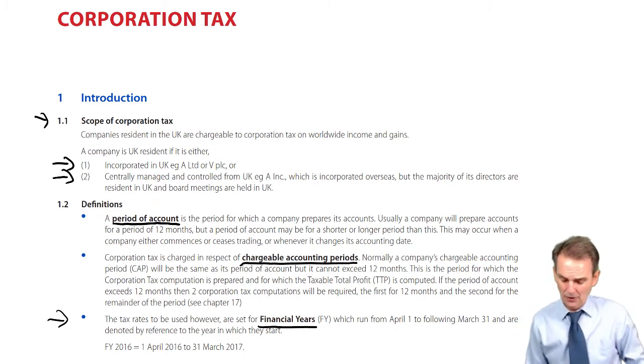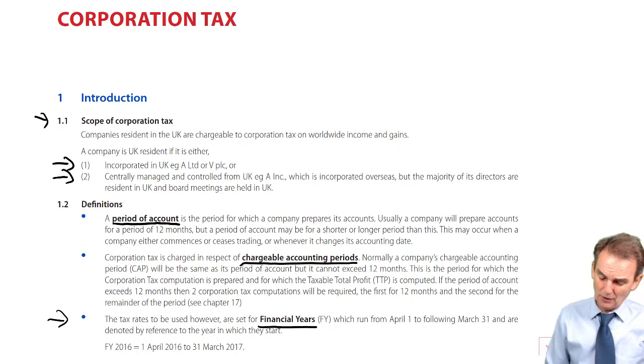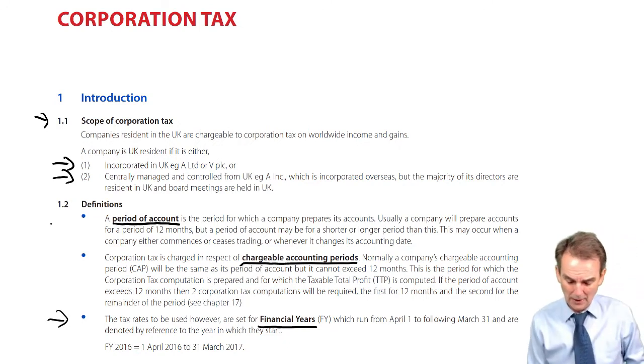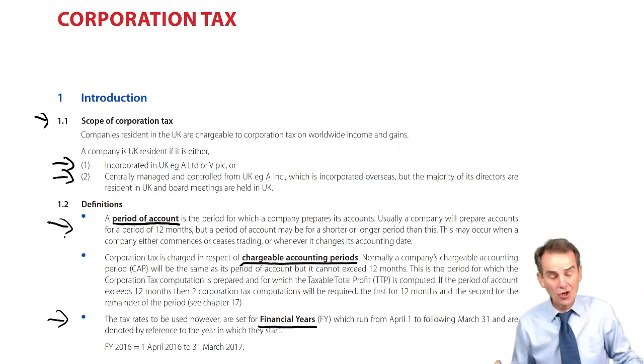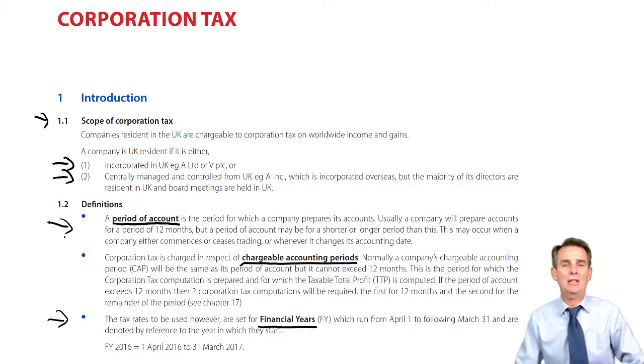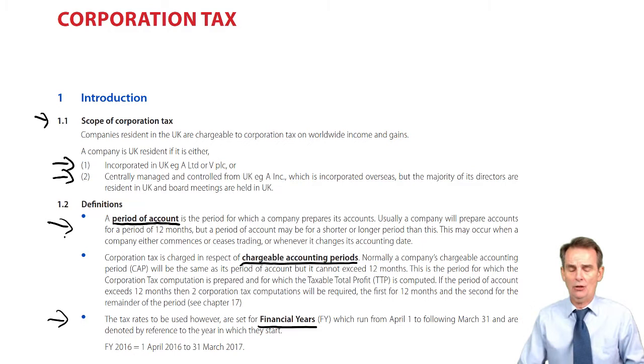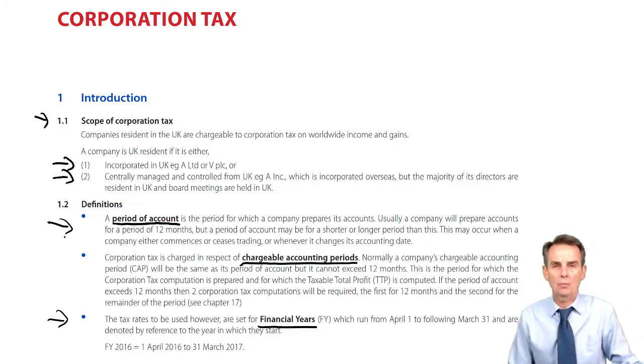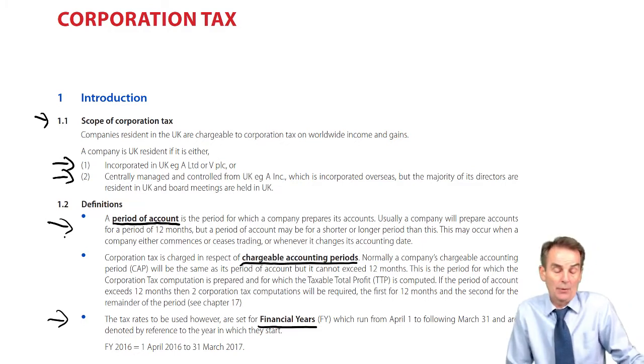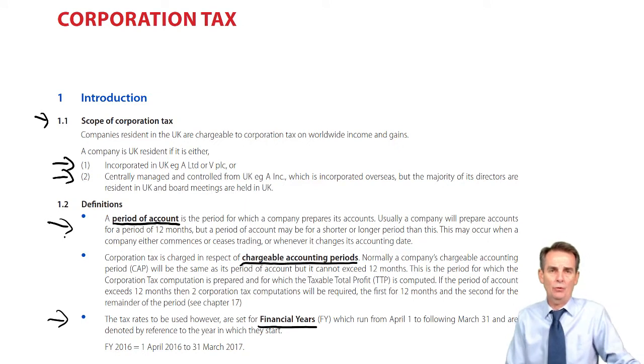But let's look at that first definition, the definition of the period of account. Well, quite simply, as you'll see, it is just the period for which the company prepares its accounts. So you'll be familiar with financial accounting, financial reporting, and a statement of profit or loss. So the company prepares its statement of profit or loss, and for whatever period it prepares it for, that is the period of account. Now, usually, the period of account would be for 12 months.